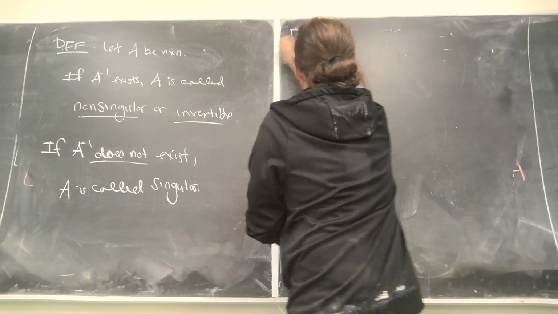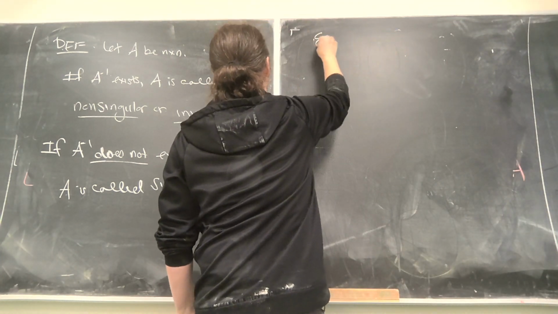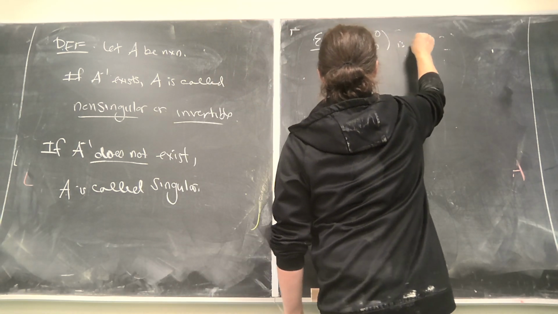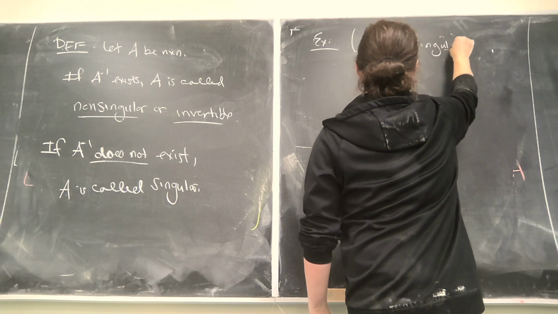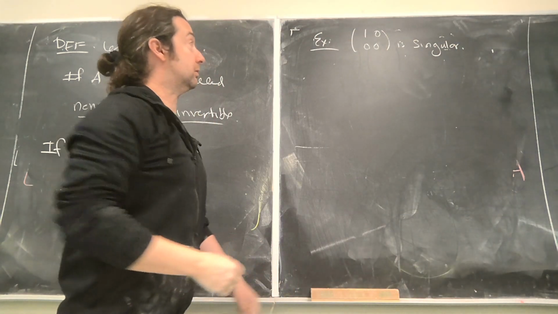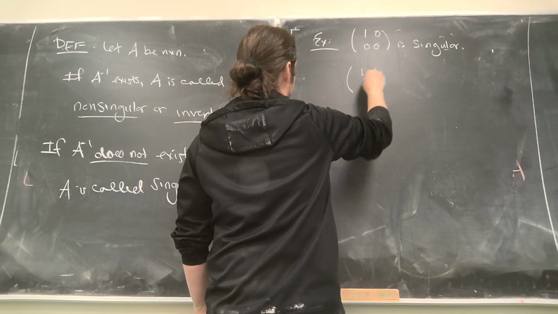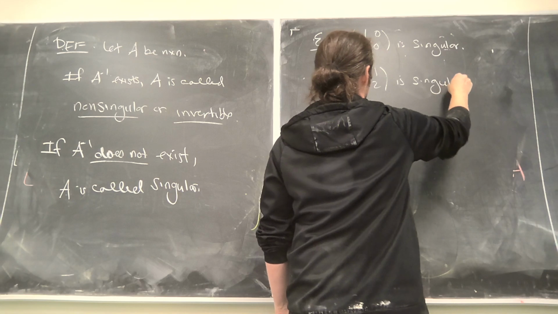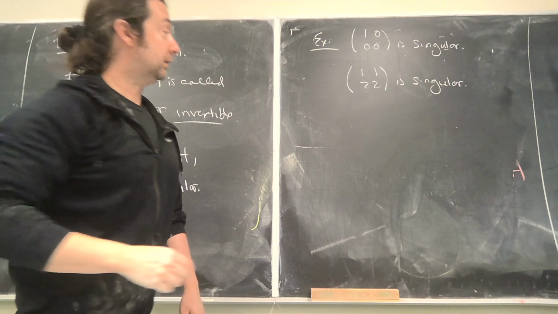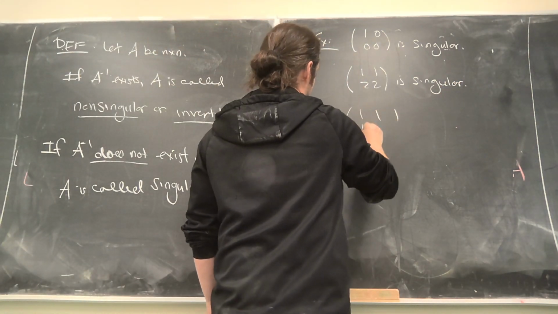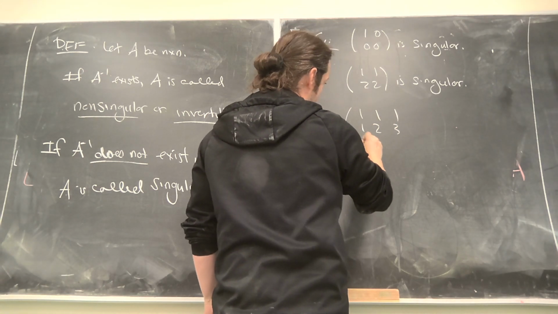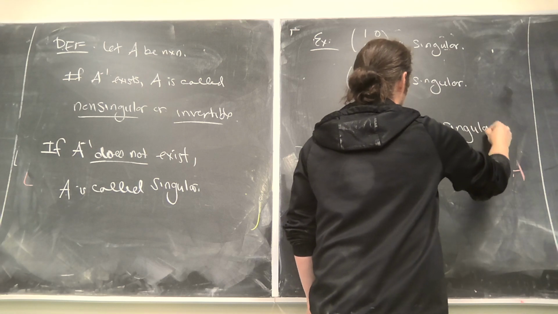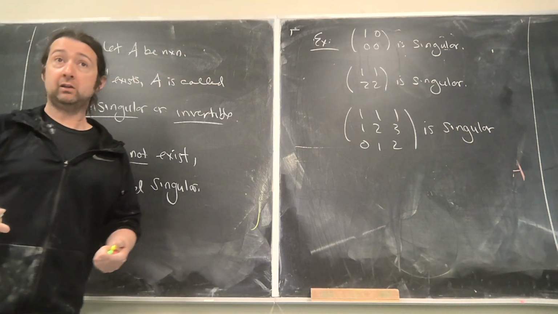So, for example, the matrix 1, 0, 0, 0 is singular. That is, it has no inverse. The matrix 1, 1, 2, 2 is singular. The matrix 1, 1, 1, 1, 2, 3, 0, 1, 2 is singular. And as you go, it gets harder to tell, right?